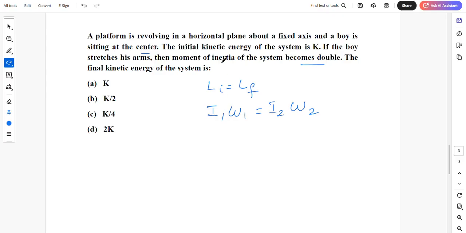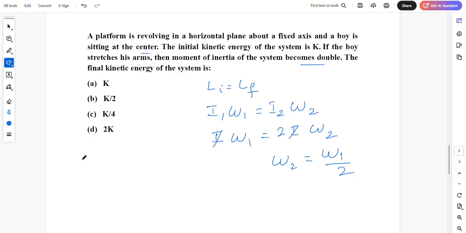Now, what is happening here? Let us say I1 is I. Here, moment of inertia is double. I omega 1 is equal to 2I into omega 2. Now, I gets cancelled. Omega 2 will be equal to how much? Omega 1 by 2. What you are supposed to calculate? The final kinetic energy of the system.